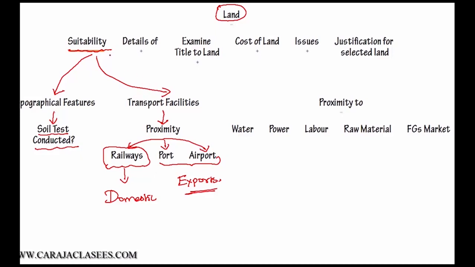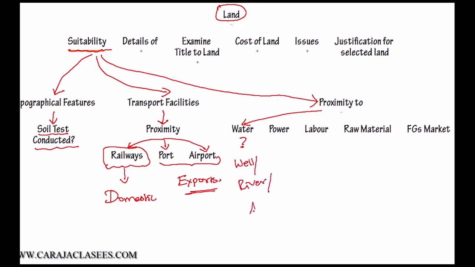And we should also talk about proximity of the land to water, because if it is going to be a factory and substantial laborers are going to work, or if it is going to be a factory where you are going to manufacture a product which is going to consume substantial water, whether water is available. So what is the source from where you are going to get it? Is it going to be from a well, or from nearby rivers, or is it something you are going to arrange from outside sources? That should be explained.